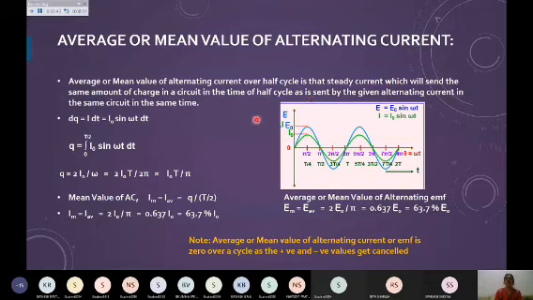So hence the same amount of charge in a circuit in the time of half cycle as is given by the alternating current. So I will be taking the help of the charge which flows during the half cycle, and taking that value of charge, I will be finding the value of current, and that value of current is going to give me the average value or mean value of the current. So for defining, you need to understand this thing. Firstly, the definition; if it is clear, then mathematics will not be any problem.